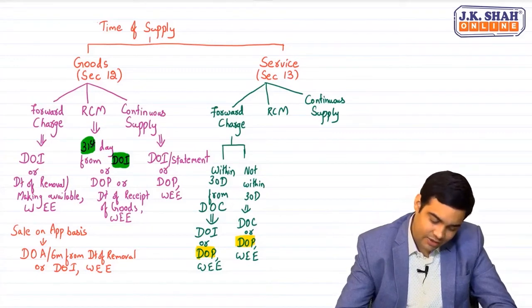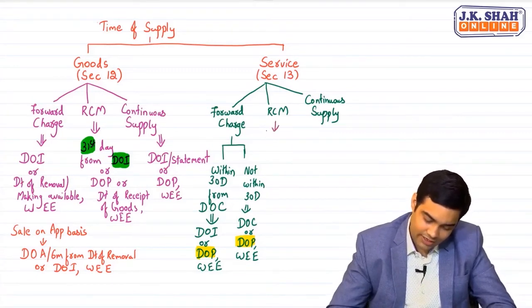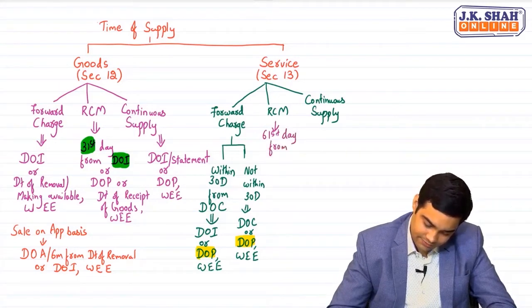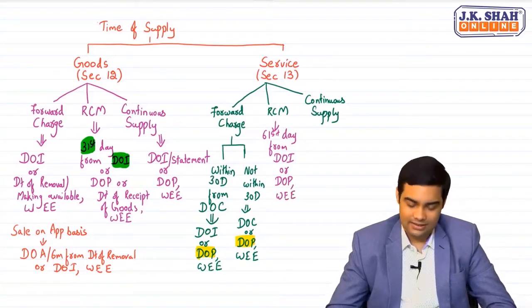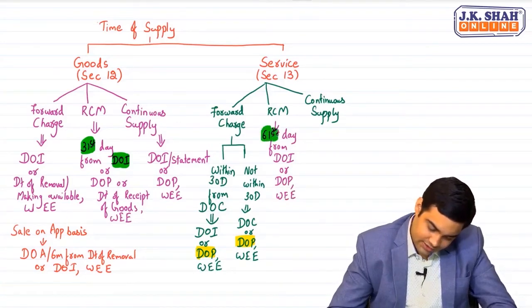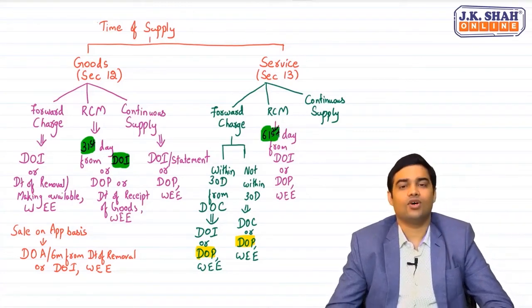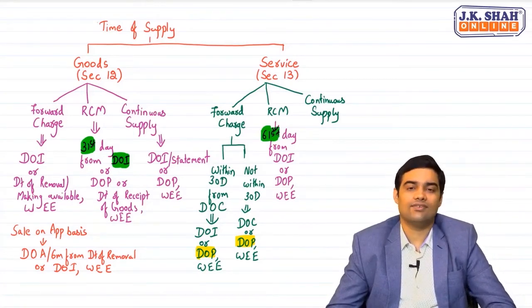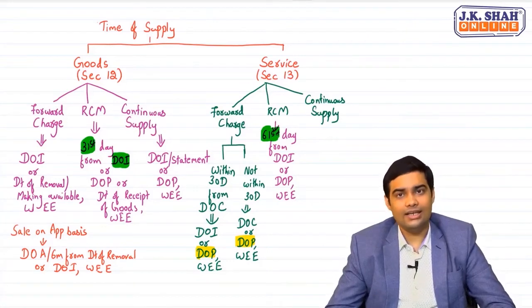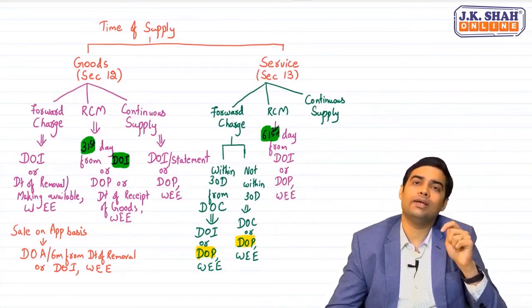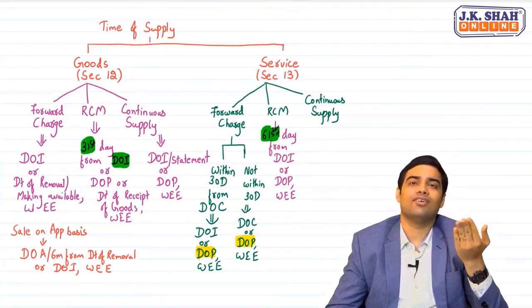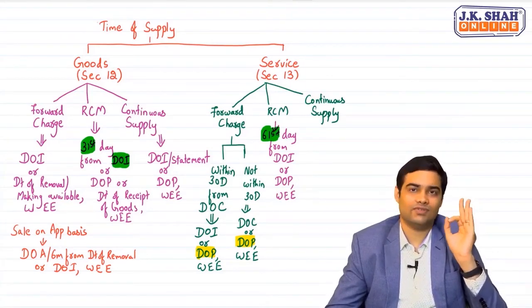Okay. When we talk about reverse charge, the law provides 61st day from date of invoice or date of payment, whichever is earlier. Careful. First of all, see the difference. For goods industry, 31st day. For service industry, 61st day from the date of invoice. So, in case of service industry, if you don't make the payment within 60 days, then government will consider 61st day as the time of supply.